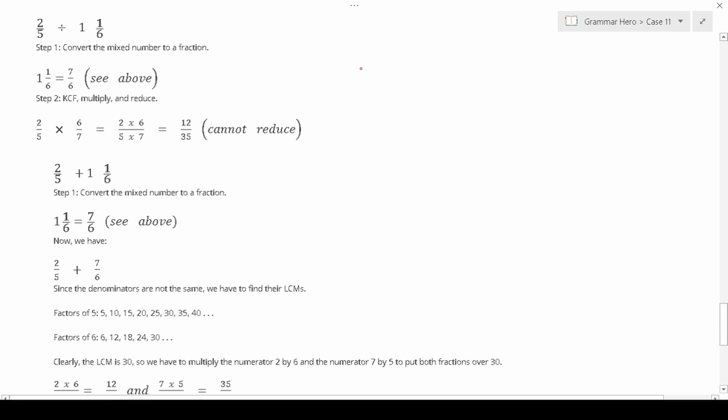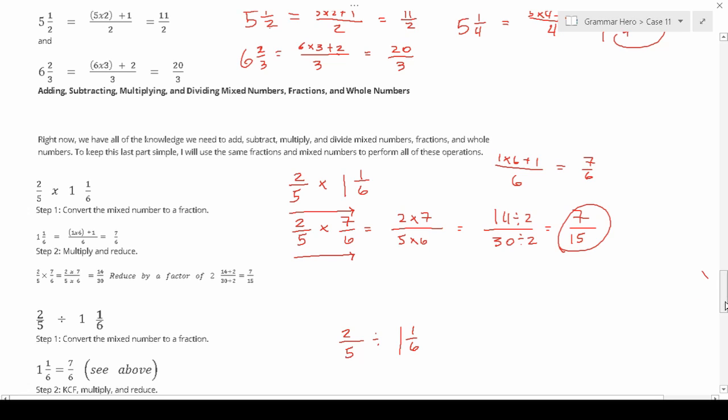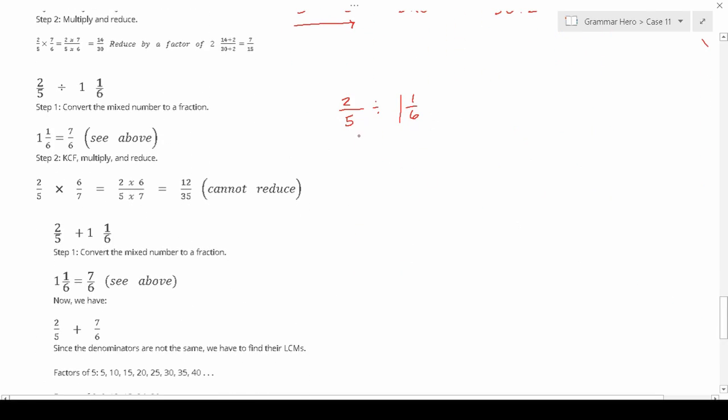And I'm going to use the same numbers throughout these problems just so we get comfortable with the idea. So let's do 2/5 divided by 1 1/6. Again, we have a division problem. We know how to deal with that. But we have this mixed number here. Again, we've got to convert this mixed number to an improper fraction before we can do anything. Again, whole number times denominator plus numerator all over denominator. So 1 times 6 plus 1, which becomes 7/6.